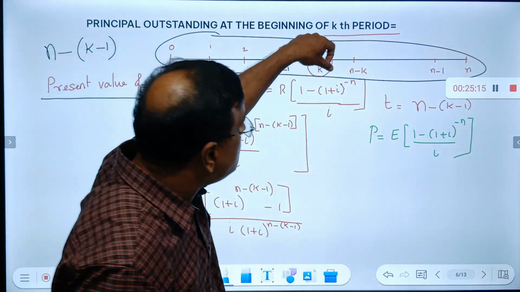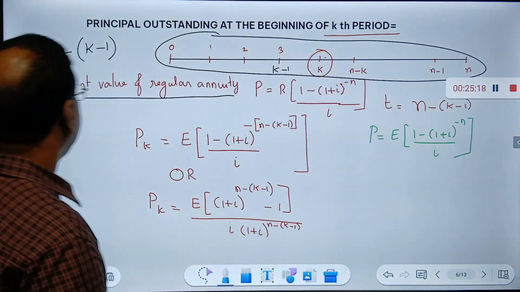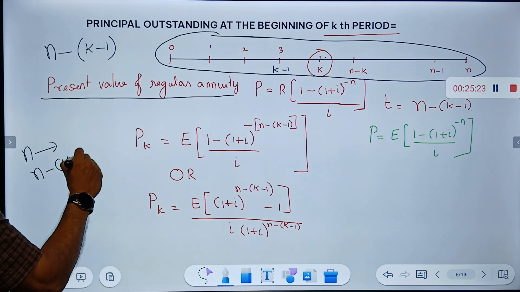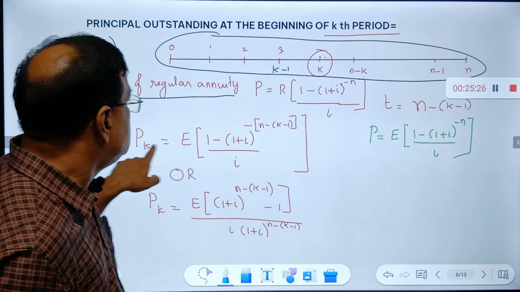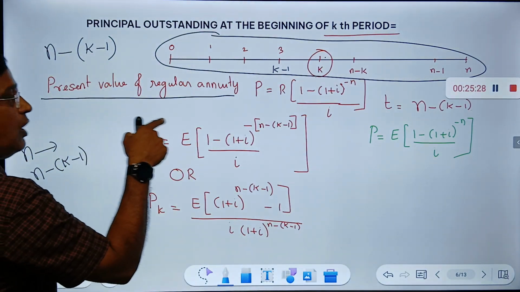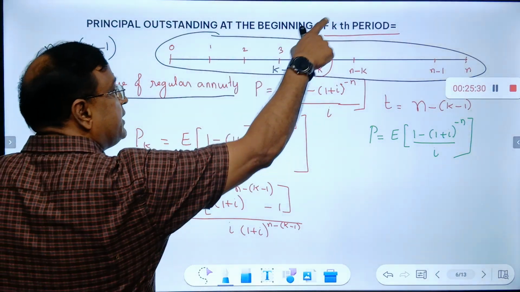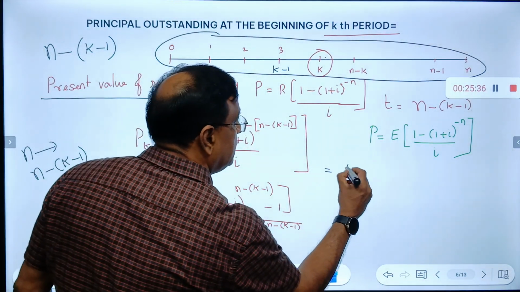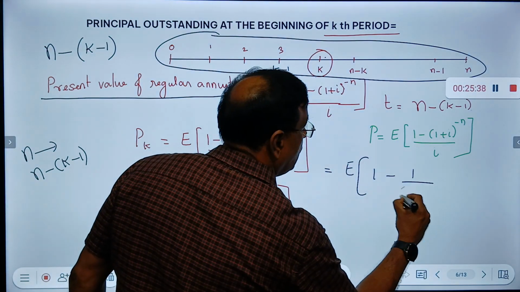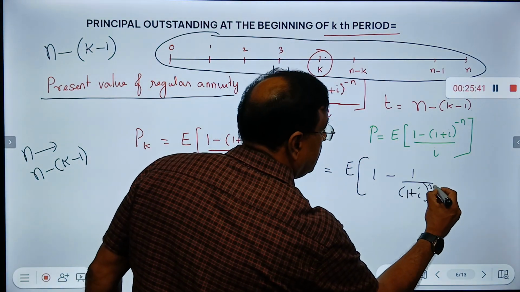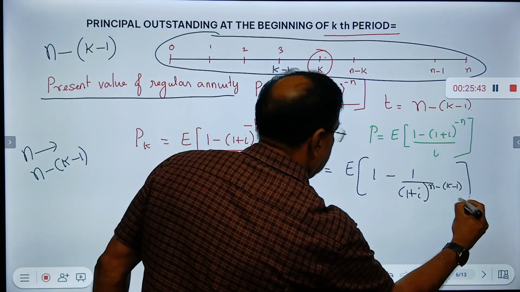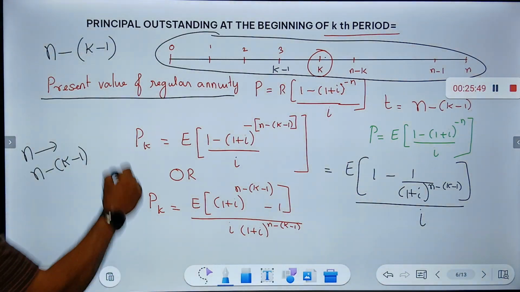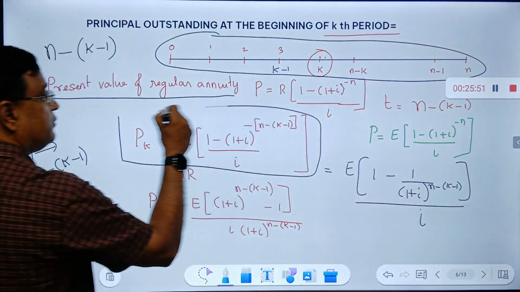So in place of n, I replace it by n minus (k minus 1). So this is my principal outstanding at the beginning of the kth period. Or you can write it as E into 1 minus 1 by (1 plus i) to the power of n minus (k minus 1), divided by i. Take LCM, you get this. Both the formulas can be used under various situations.